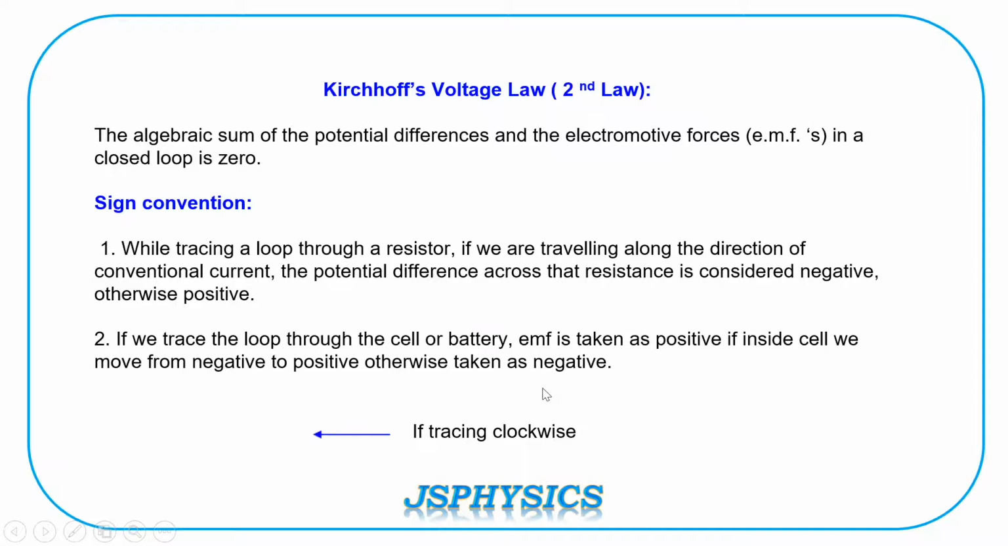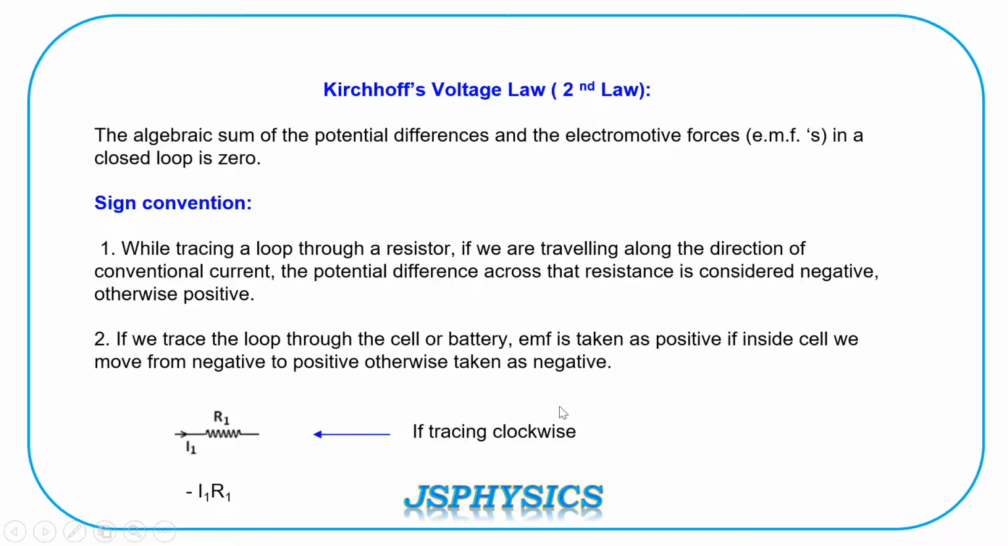While tracing clockwise, suppose we come across resistance R1 in which current is I1, then that product IR, the voltage, is taken as minus I1 R1 because we are going in the direction of decreasing potential. The left side point will be at a higher potential and the other side at a lower potential, and we know that current always flows from higher potential to lower potential. That's why we have taken minus I1 R1, as the potential is decreasing.